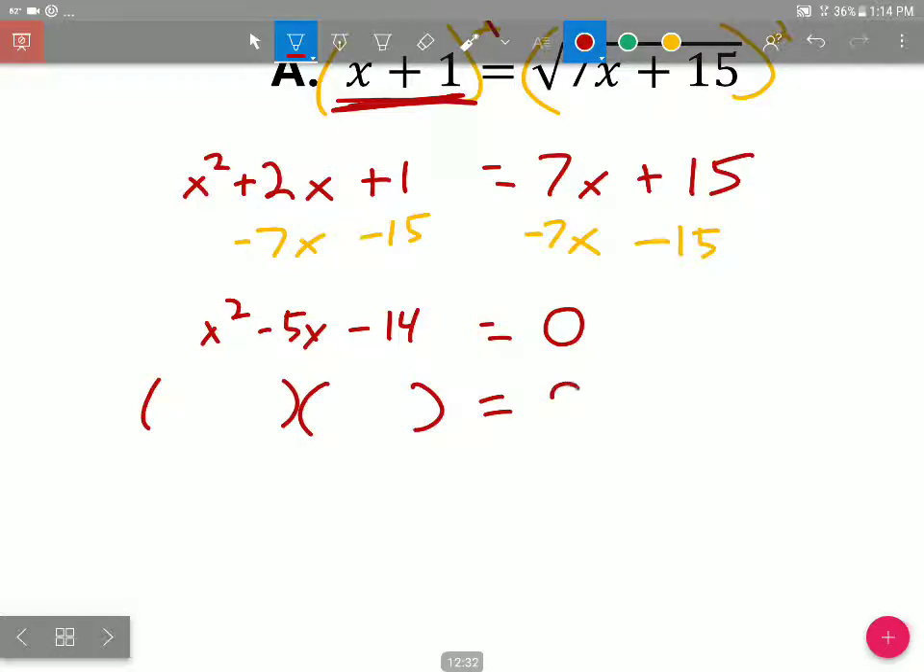And what are two things that multiply to the left? Good. X times x is x squared. What are two things that multiply to the right? Okay, so 2 and 7. How do I rig them to add up to a negative 5, though? Good. Those are your factors. So x equals what?